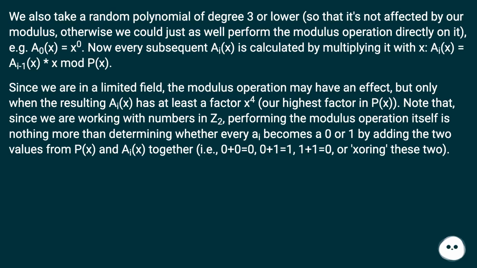Note that, since we are working with numbers in Z2, performing the modulus operation itself is nothing more than determining whether every r_e becomes a 0 or 1 by adding the two values from p(x) and r_e(x) together, i.e. 0 plus 0 is equal to 0, 0 plus 1 is equal to 1, 1 plus 1 is equal to 0, or XORing these two.